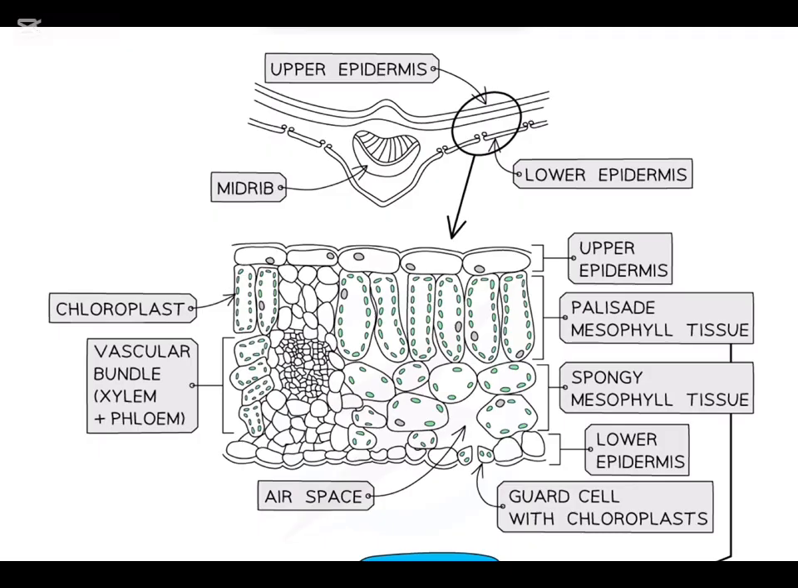If I go down, here again we have the lower epidermis, and each cell is a lower epidermal cell. And here we have these cells that usually appear bean-shaped, and they are the guard cells. They again have chloroplasts in them, so they photosynthesize. And the opening we see in between the guard cells is the stomata.